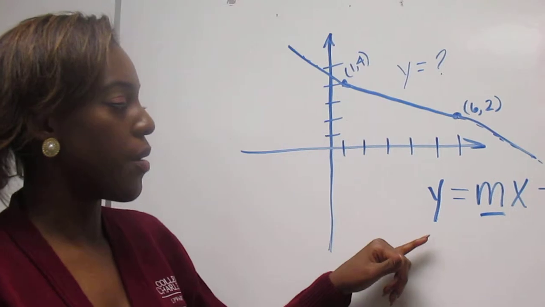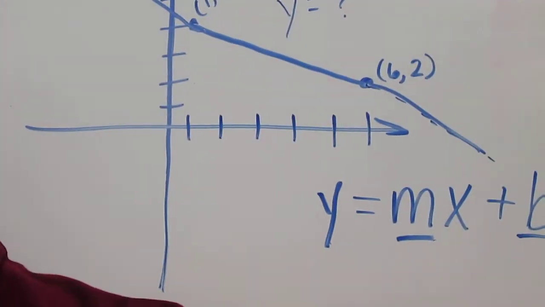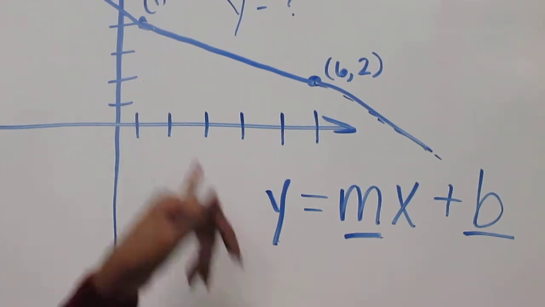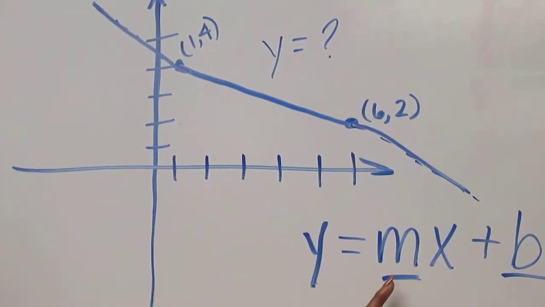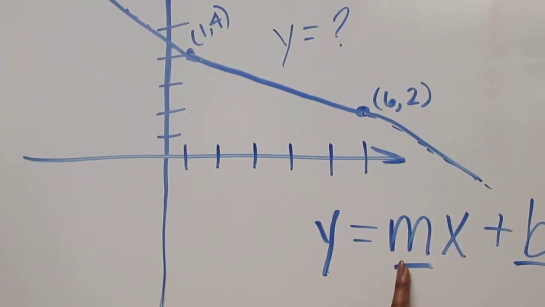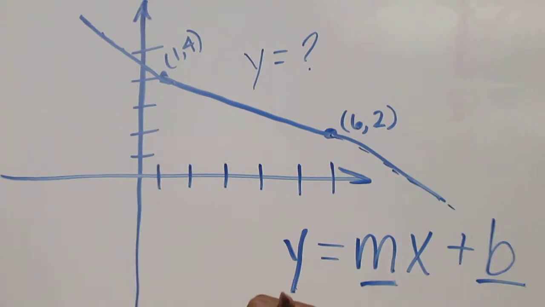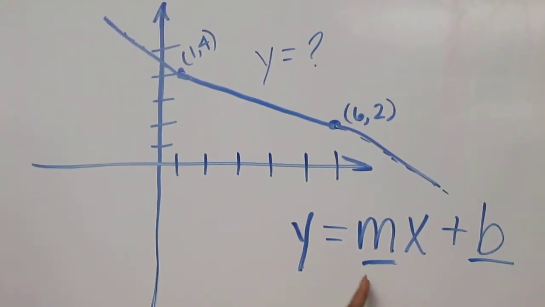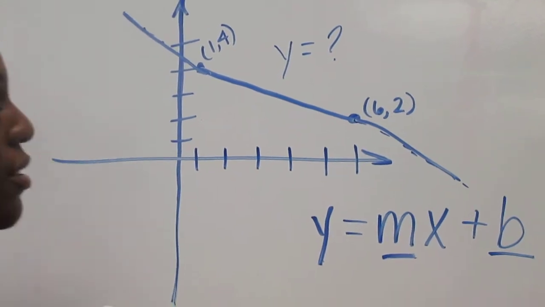So if we start with the base equation of the line, which is y = mx + b, we know that we could use one of these points to get our y and our x, but we also need our m, which is the slope, and our b, which is the y-intercept. So using this equation, I'm going to solve for the slope first because that's a standard equation.